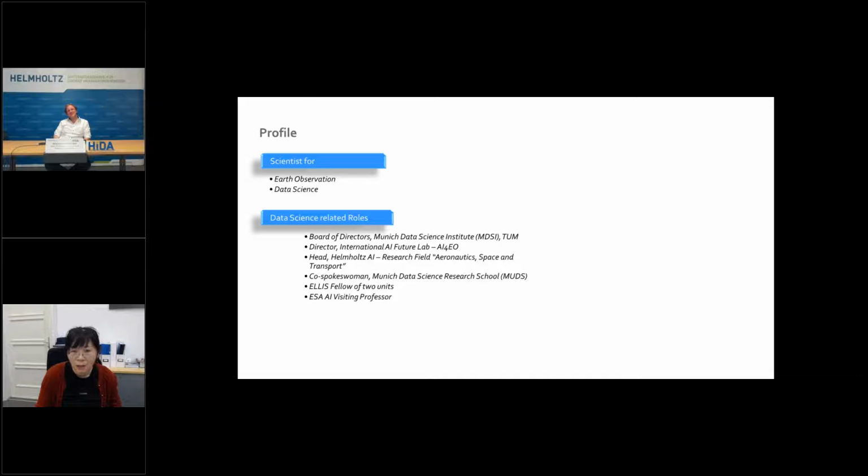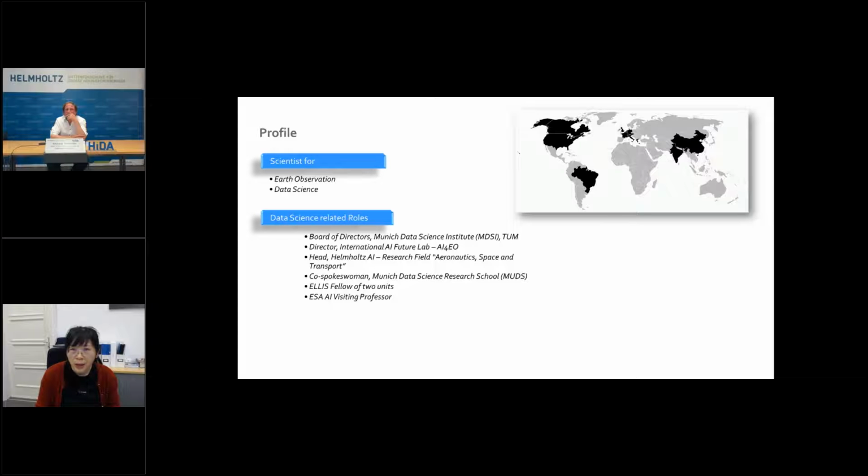And in the context of Helmholtz, I'm responsible for the research area aeronautics, space, and transport in Helmholtz AI. I guess we definitely have a boost for that. I'm also a co-spokeswoman for the Munich Data Science Research School, which has been mentioned by Mr. Cosmida before. Other than that, ELLIS is a European AI network. I'm a fellow in two of its units, and I'm also an AI visiting professor at ESA, the European Space Agency.